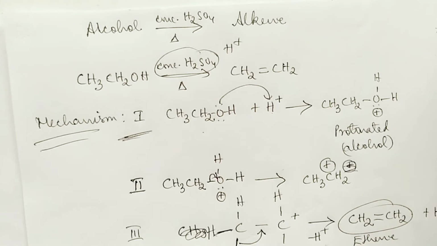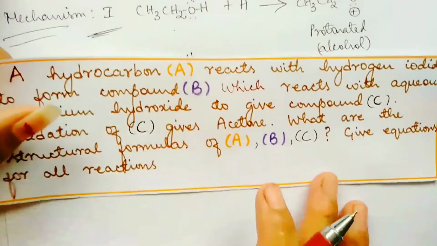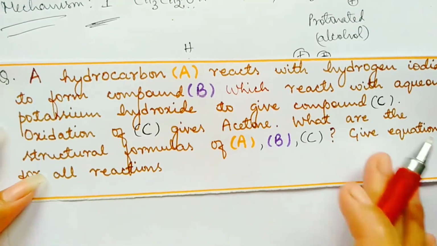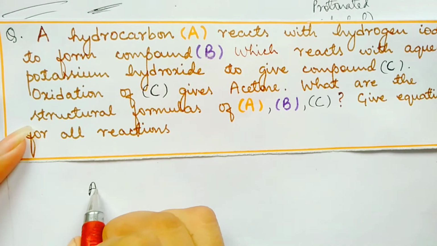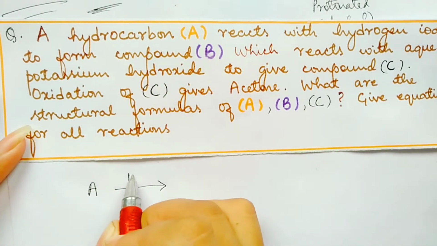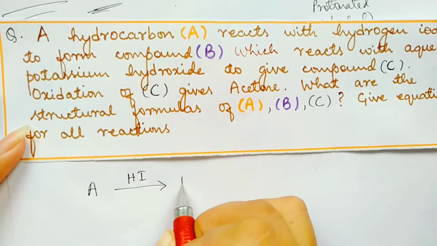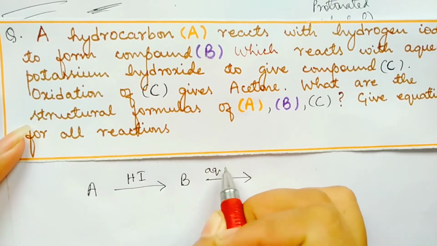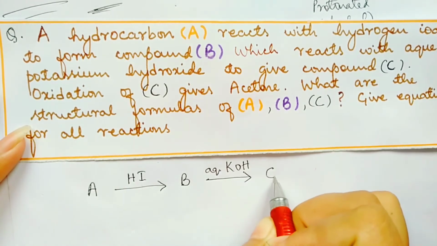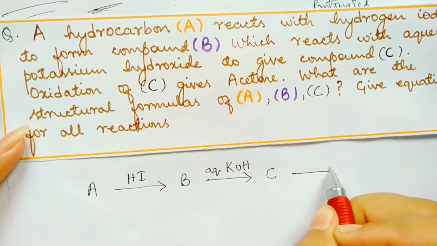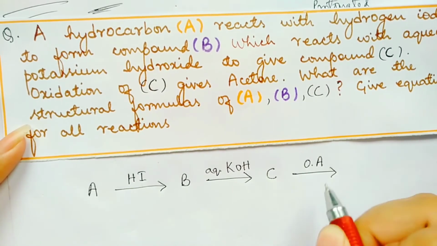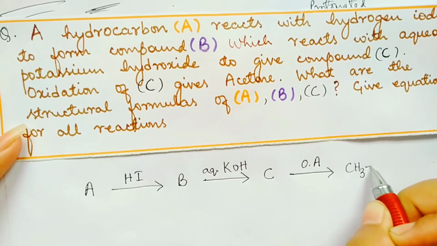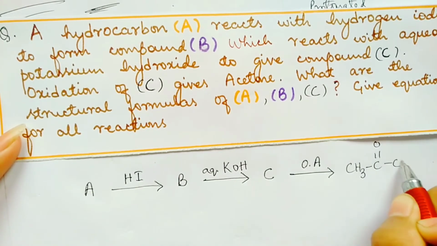Okay, now we come to this one. A hydrocarbon A reacts with hydrogen iodide to form a compound B. Now compound B reacts with aqueous potassium hydroxide to give a compound C. Oxidation of this compound C, that means in the presence of an oxidizing agent, gives acetone. This is your acetone, CH3, C double bond O, CH3.